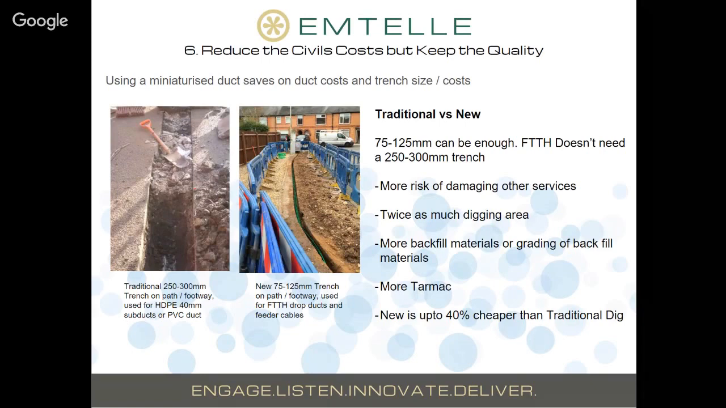A new way of doing it is to use narrow trenching, 75 to 125 millimetres wide. You can go down to 250, down to 500 millimetre depth. This reduces the installation or digging costs by as much as 40%. The speed is much faster, the trench is narrower, and the backfill materials cost a lot less. So it's something to really look at if you're looking to do a fibre to the home network.